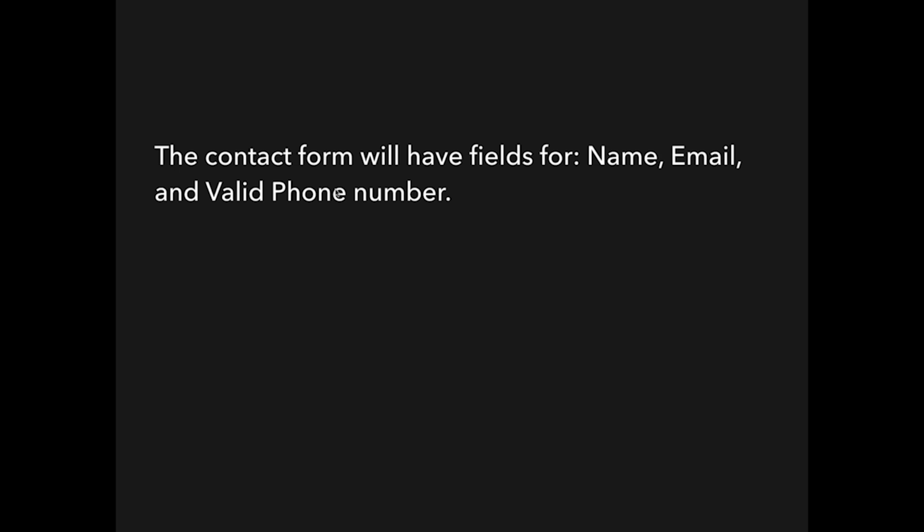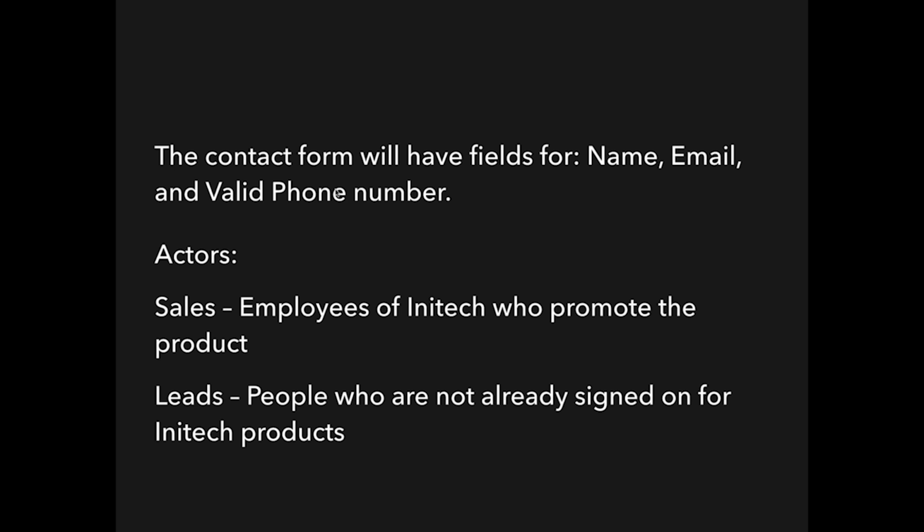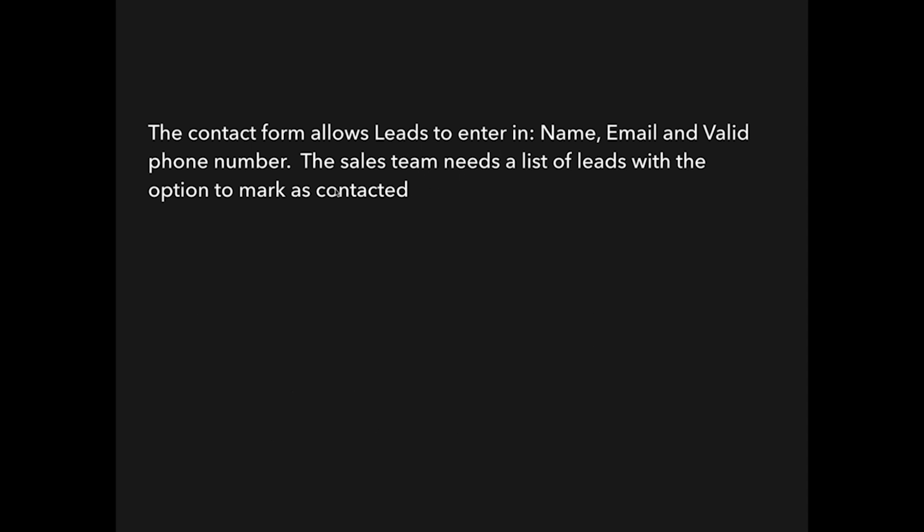We have here a contact form for the field email and a valid phone number. This is good, but it's leaving out a key component for me, which is actors. So we want to know who's doing something and what are they doing. So in this case, we have sales and leads. Next, we'll come into here, and we'll see that we've refined it even more. We put in the actors, who's doing what and why and where.